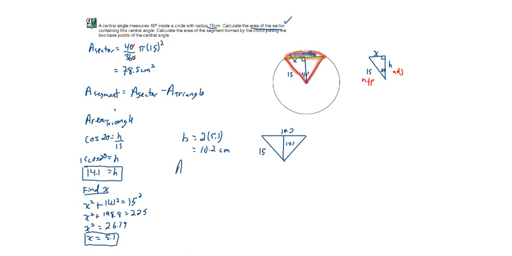So the area of the triangle is equal to 1/2 the base times the height. Base is 10.2 times the height, which is 14.1. Let's try that again. And if we plug that into the calculator, we should get 71.9 approximately centimeters squared.